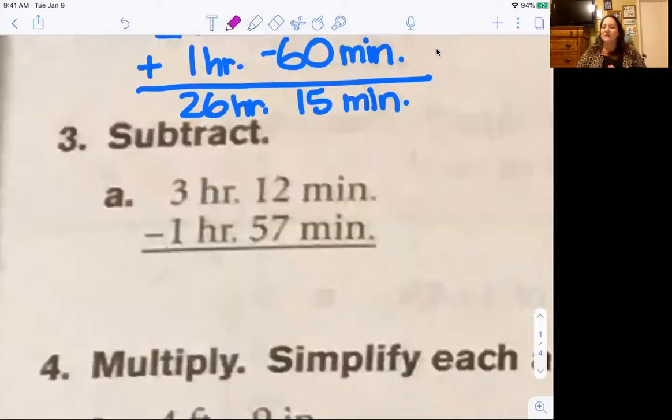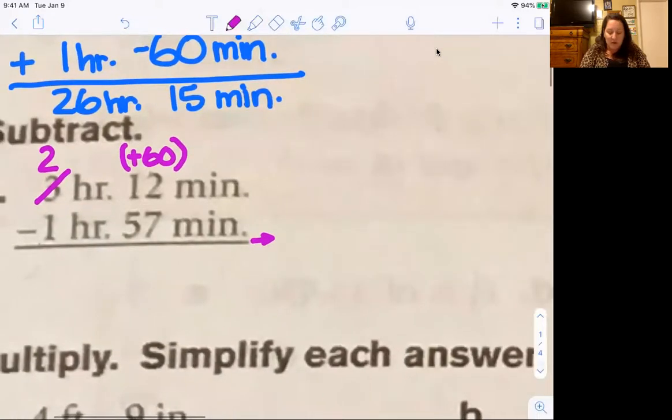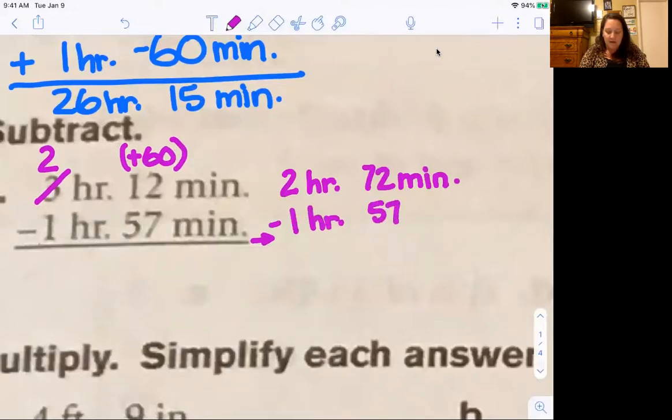Okay, 3 hours, 12 minutes minus 1 hour, 57 minutes. Can I do 12 minus 57? No, siree, I cannot. So that means I have to go to the hours, borrow 1 from the hours, which leaves it with 2. And then I have to add how much? How many minutes are in an hour? 60. So I'm going to add 60. Whenever we do subtraction problems, we rewrite the problem. So my rewritten problem is 2 hours, 60 plus 12, 72 minutes, minus 1 hour, 57 minutes.